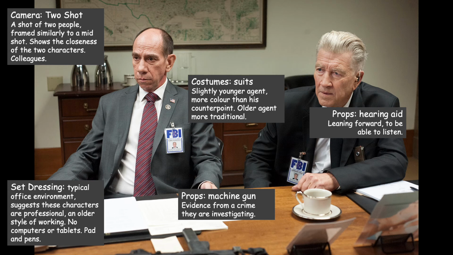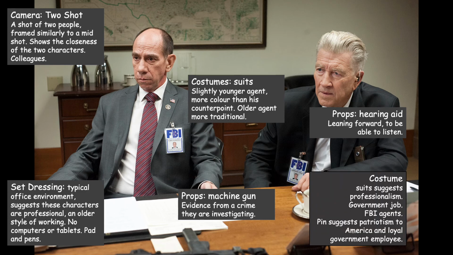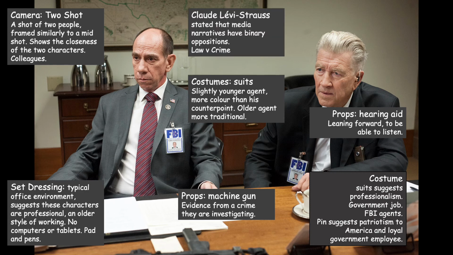Now this character has a hearing aid, so he's slightly leaning forward. Maybe this is so he can listen. Now the costume, the suit, suggests again professionalism. It's a government job, so you have those pins on there to suggest that they are loyal government employees. And in terms of binary oppositions, in this case, it's probably law versus crime. So the machine gun on the table would represent some kind of crime that's happened, and they are investigating that crime.